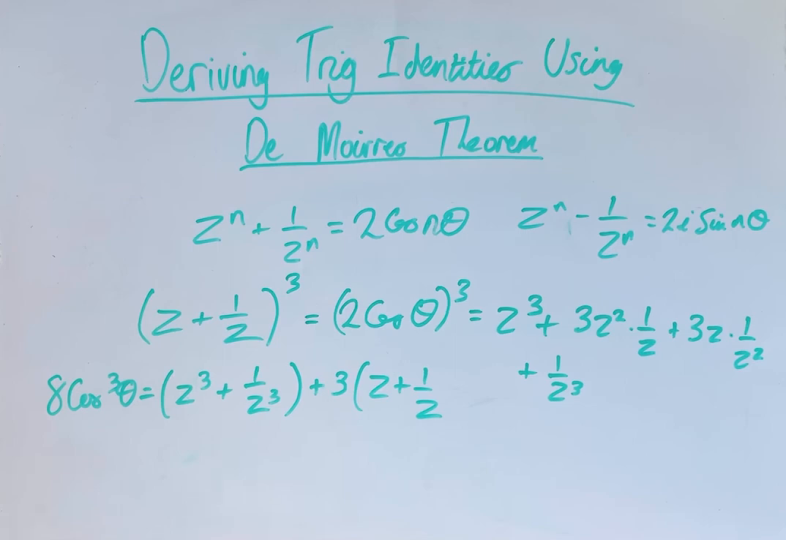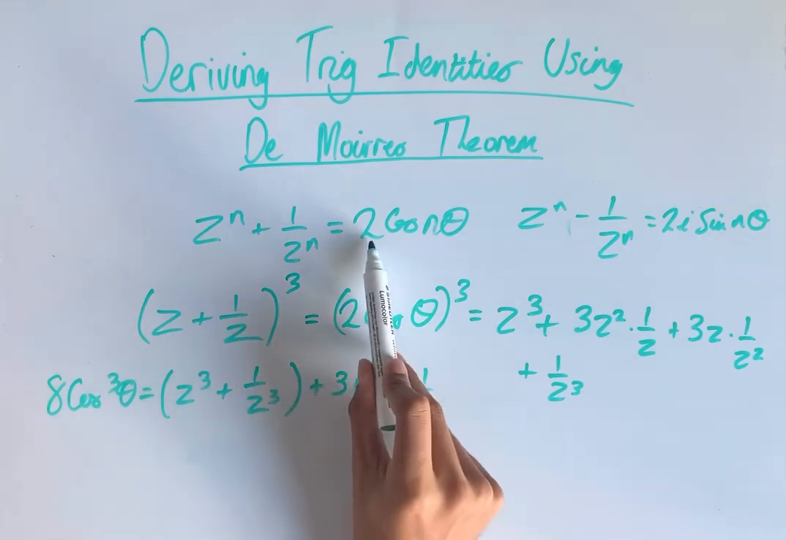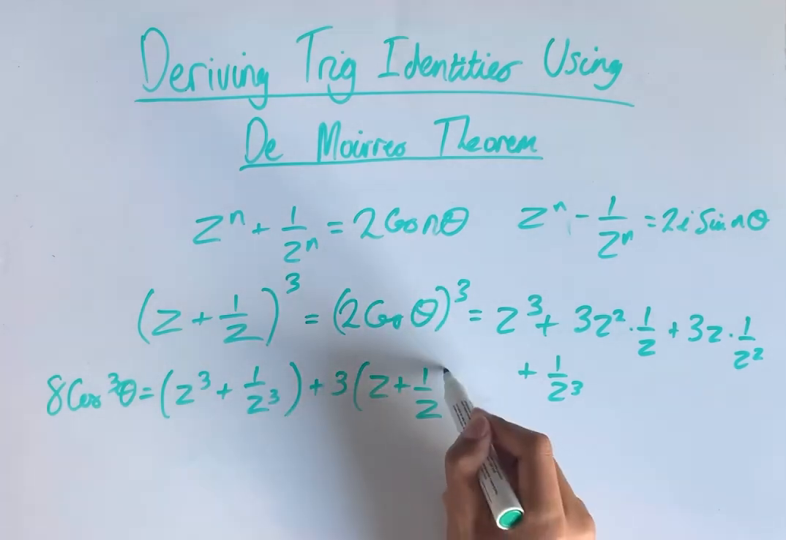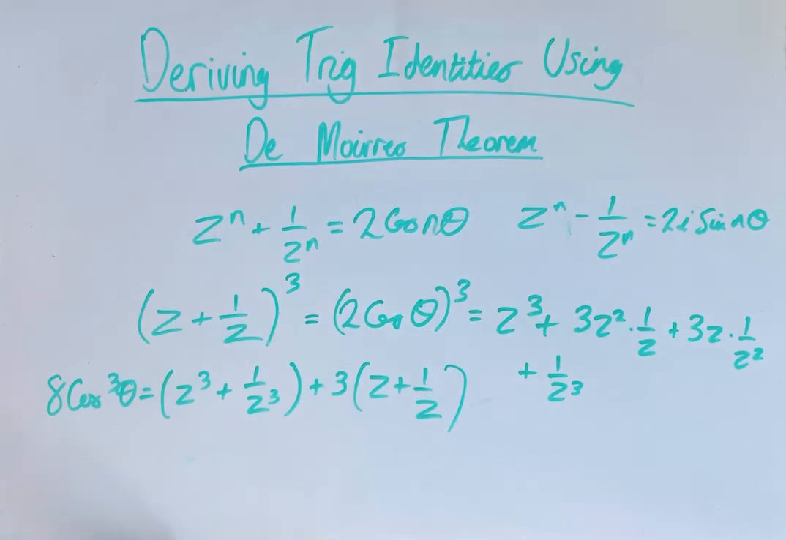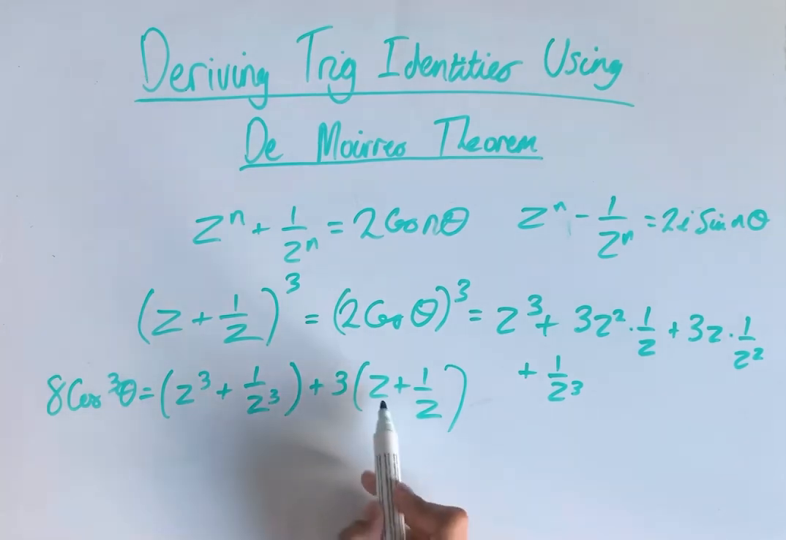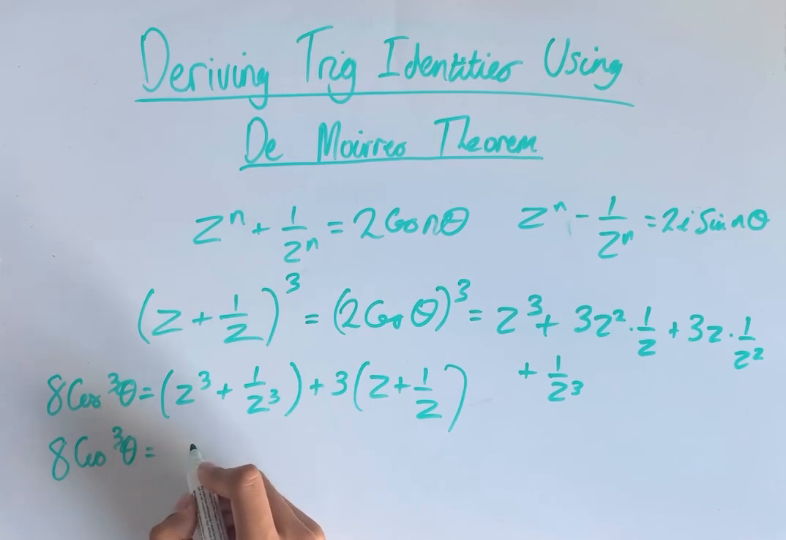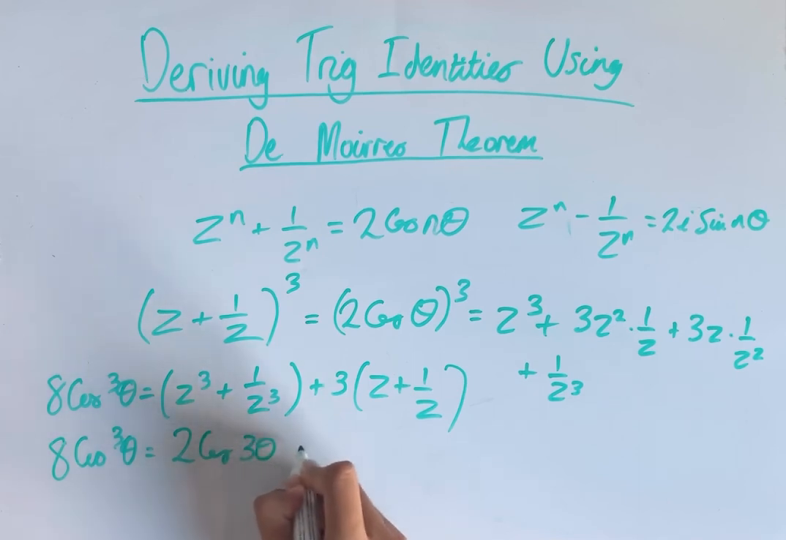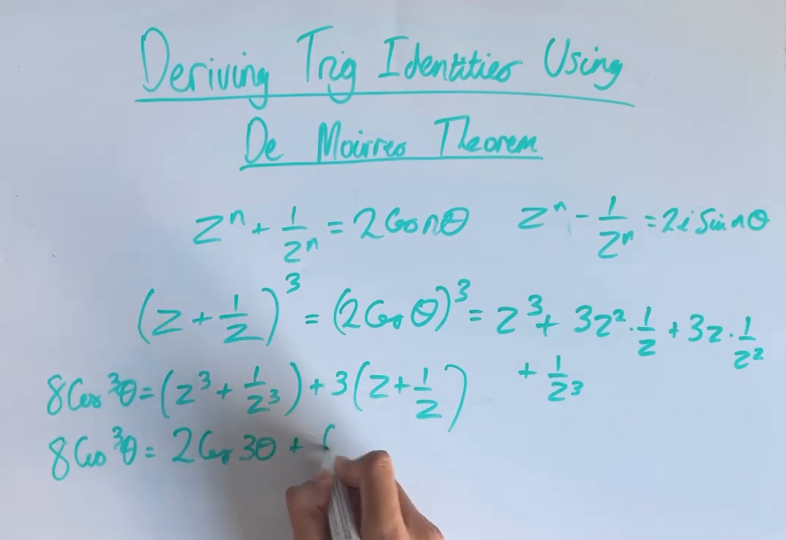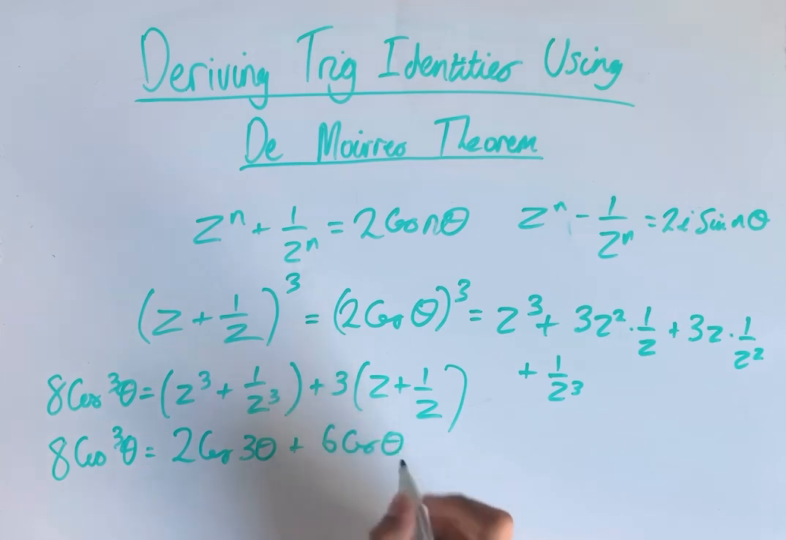Now, from this identity here, we know that z cubed plus 1 over z cubed must equal 2 cos of 3 theta, and that z plus 1 over z must equal 2 cos theta, so 3 times that must equal 6 cos theta. Therefore, 8 cos cubed theta equals 2 cos 3 theta plus 6 cos theta. Remember, it's 6 because it's 2 multiplied by that 3.